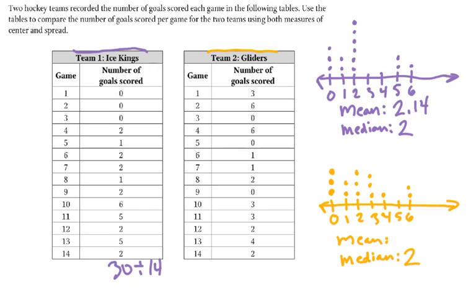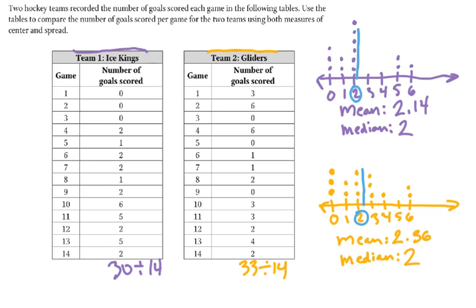Let's add up the mean. So I take all those and I add them up. And we get 33. Divide that by 14, we get about 2.36 when we round. Okay, so if we're comparing their centers, according to the median, we've got 2 on both of them, don't we? Same median. For the mean, slightly lower for the Ice Kings.